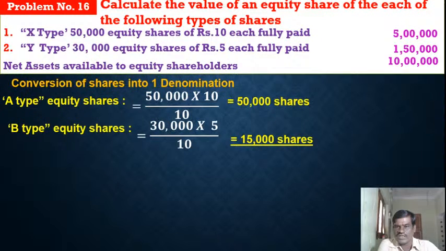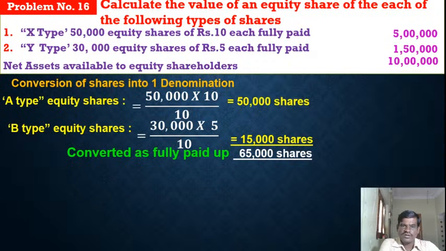65,000 shares. 50,000 plus 15,000 shares. What are the total number of shares? 65,000 shares. Okay, now to convert it as fully paid up, 65,000 shares.